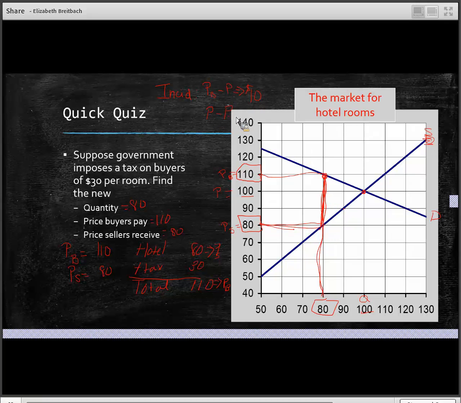So even though we see that this is $30, it looks like the buyer's paying the whole thing, but sellers had to adjust their behavior as well. They couldn't charge the same price that they did before. They had to adjust their prices so that the buyers would remain in the market.